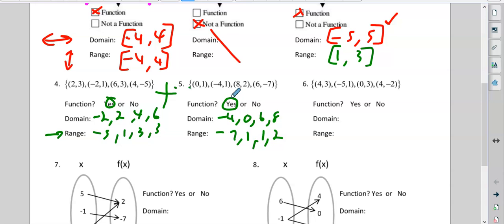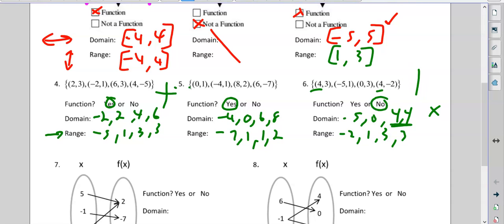Now in this one, on the x's, we're going to have a no. And you can see that because we have 2 4s. So from x's, I have -5, 0, 4, 4. That's a big no-no. All right, my range, I have -2, 1, 3, and 3. That's okay, but it's just the 2 4s here that make this a no. Because if you think about it real quickly, 4, 3 would be up here, 4, -2 would be down here. That would fail the vertical line test.